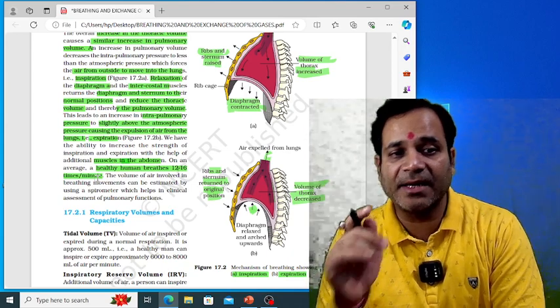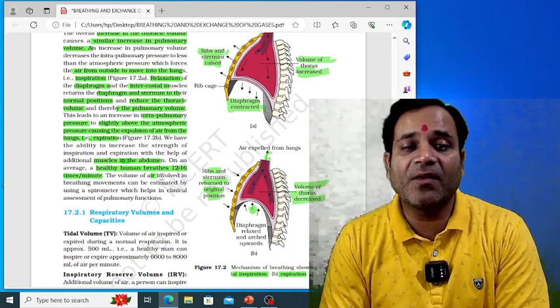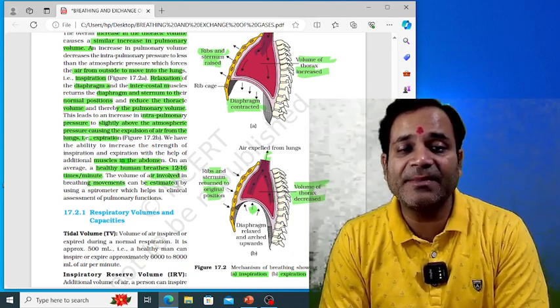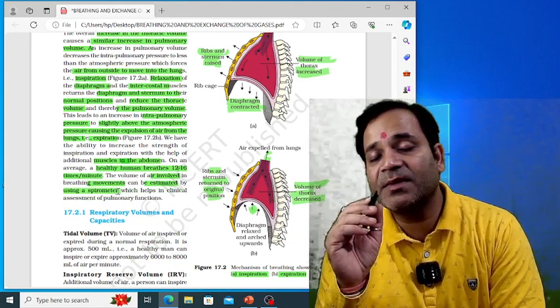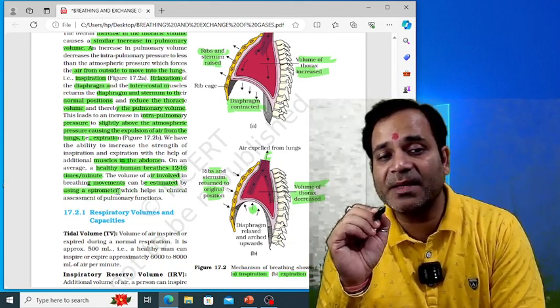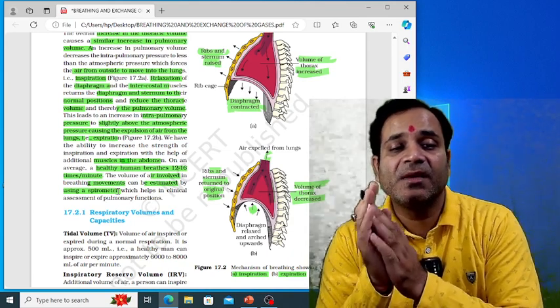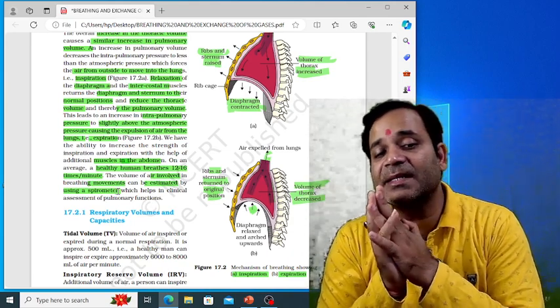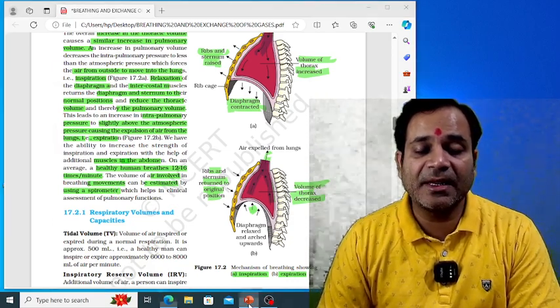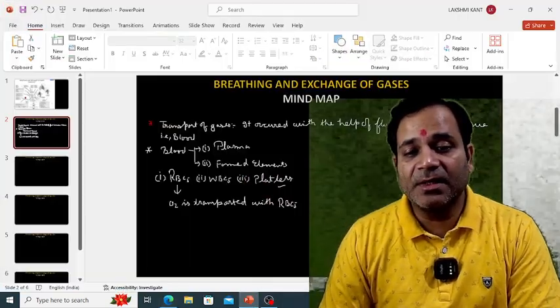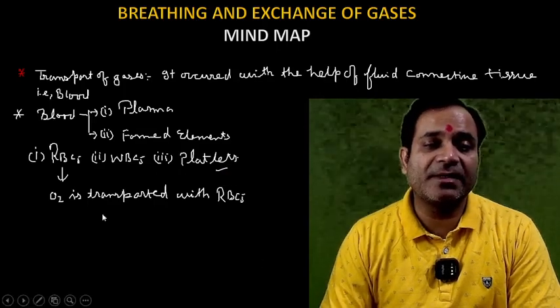Yes, absolutely, you're right. The volume of air involved in the breathing movement can be estimated by using a spirometer. Here one term is very important: spirometer. A spirometer is an instrument which is helpful in clinical assessment of pulmonary function. Now I'm going to write it on the slide also: spirometer.